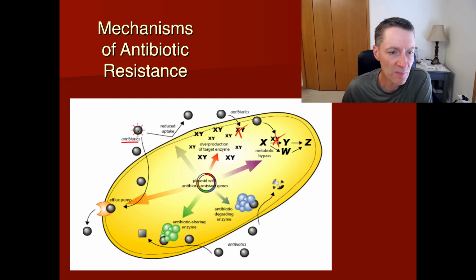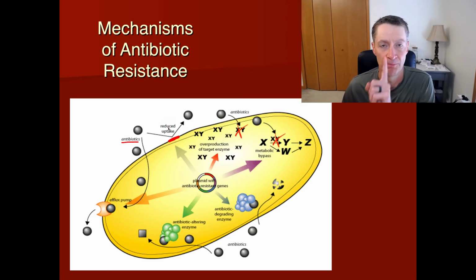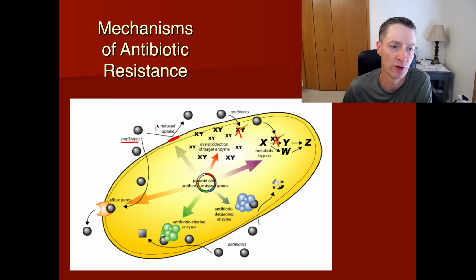Okay, and the first mechanism that we could talk about is some kind of characteristic about the cell membrane or the cell wall that reduces the amount of antibiotic that can enter the cell. So a gene codes for a particular ability to keep the antibiotic out. Reduced uptake, number 1. Okay, so first aspect that could protect.